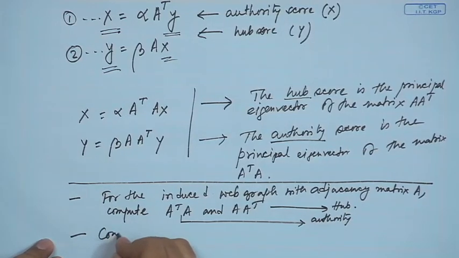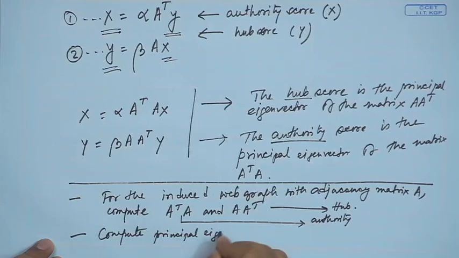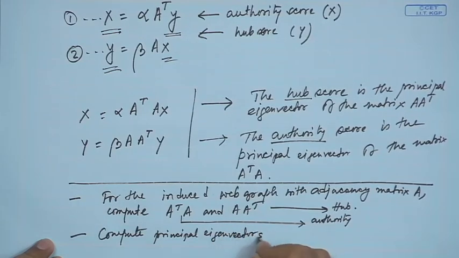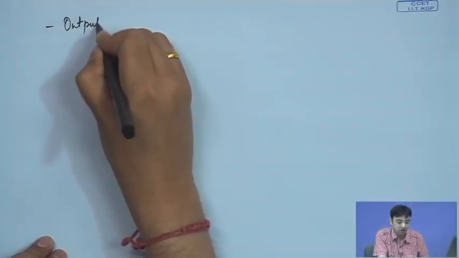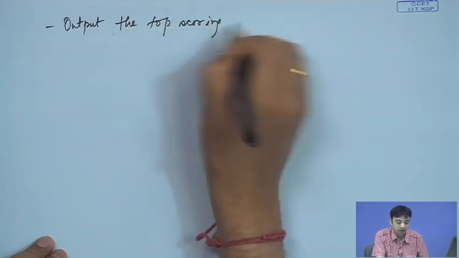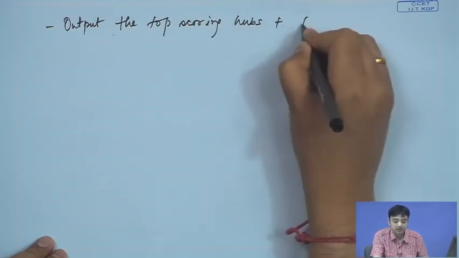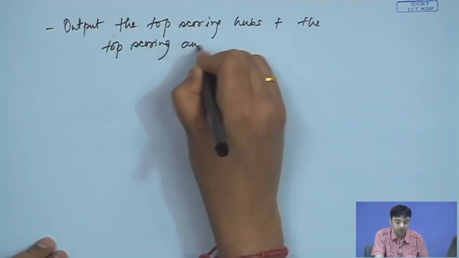Next, compute principal eigenvectors of A transpose A and A A transpose. Fine. So, we compute the principal eigenvectors of these two matrices. Now, the third step is output the top scoring hubs plus the top scoring authorities.